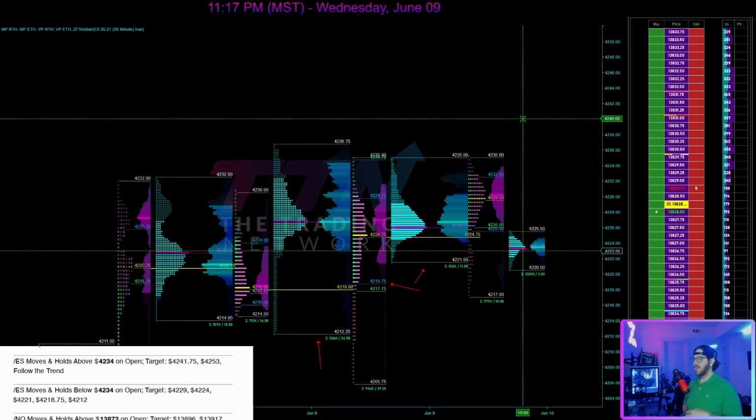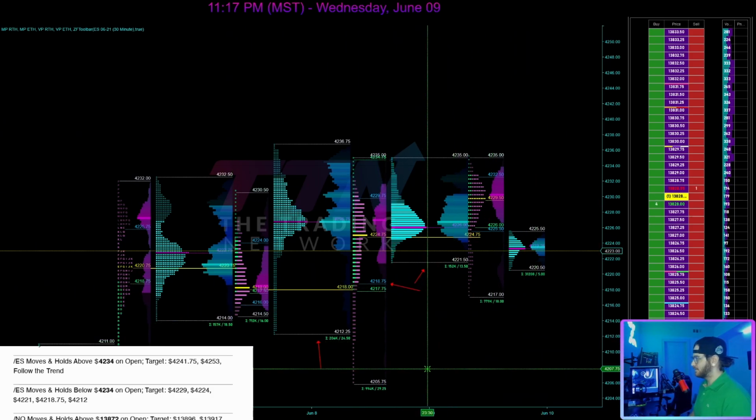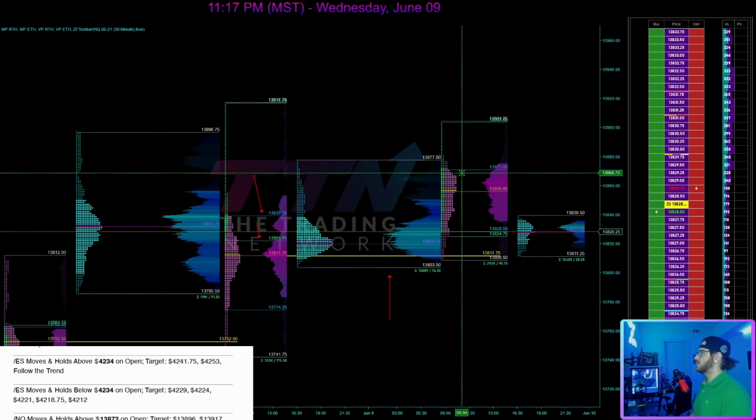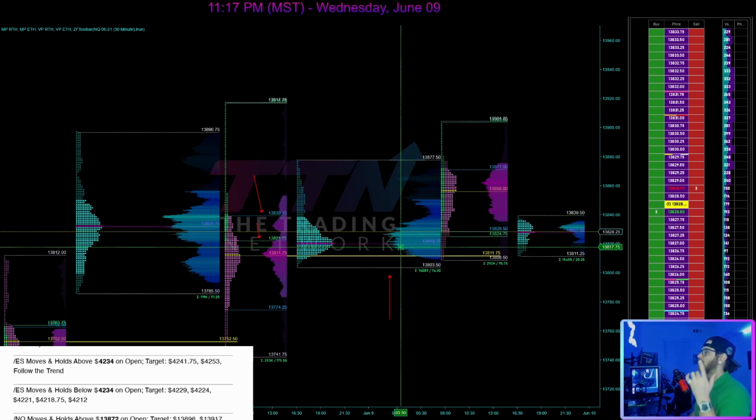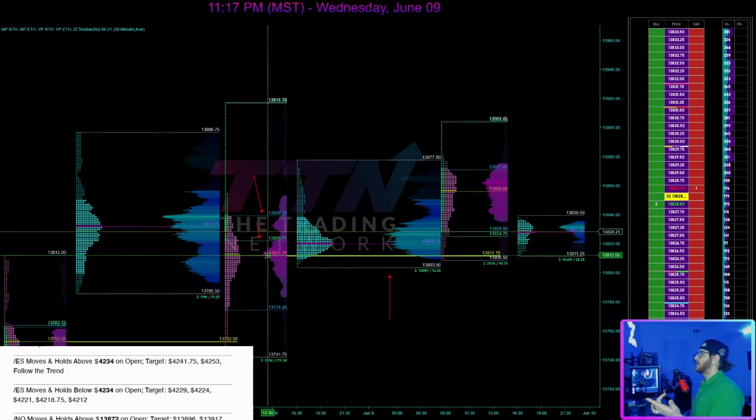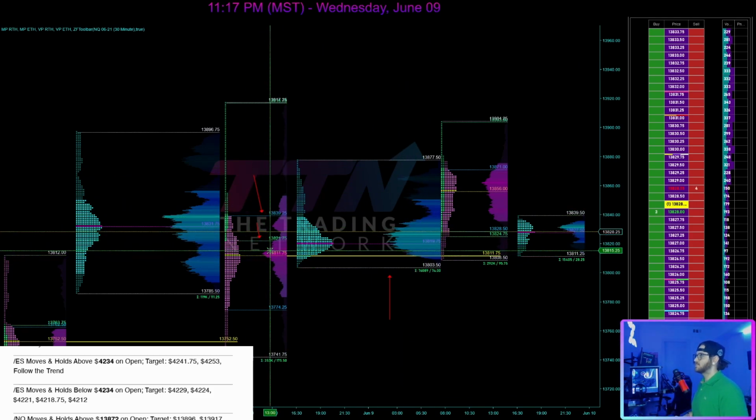So a lot more downside activity on ES, if you will, in regards to our targets, in regards to reacting to yesterday's profile levels. Whereas if we move over to NQ, you can see that we had reaction to the overnight high, the overnight POC, and the POC from yesterday's profile, but did not get any further down below that POC from yesterday.